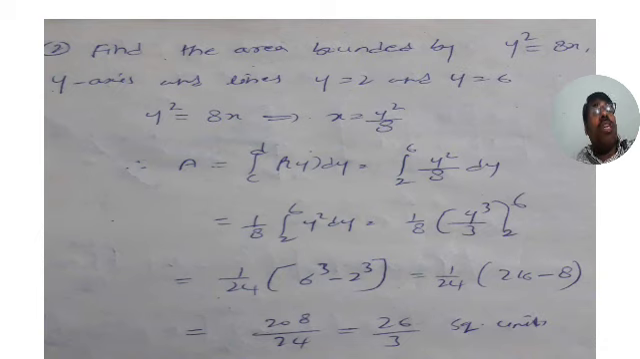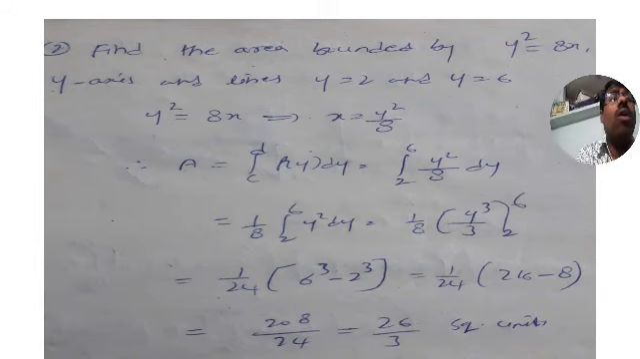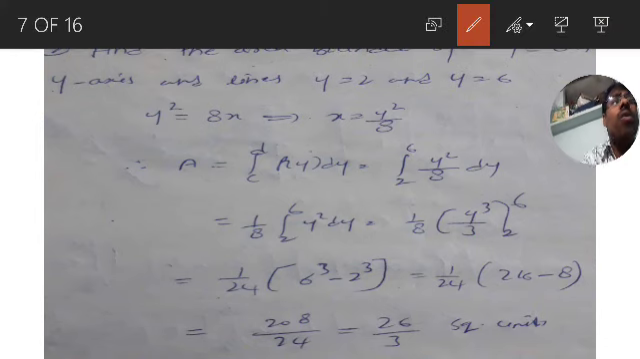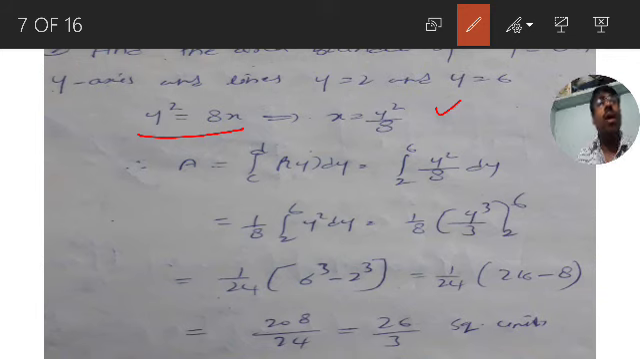y-axis, y is equal to c line, y is equal to d line. That is what we need. So instead of y square is equal to 8x, we need x is equal to. So that's what I am writing here. What we got here? We have y square is equal to 8x. So x is equal to y square by 8.